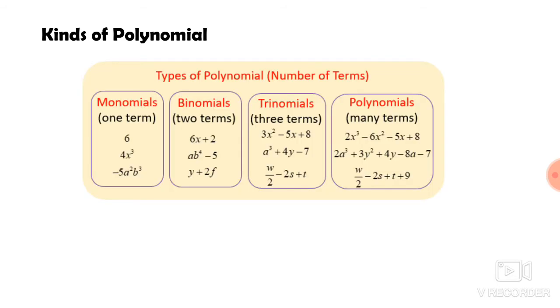Next we have kinds of polynomials. Types of polynomials according to the number of terms. If we have just one single term, the polynomial will be called a monomial. If we have two terms, 6x and 2, we have two terms here. ab^4 minus 5, we have two terms here. If we have two terms, it will be called a binomial. Same if we have three terms, it will be called a trinomial. And if we have more than three terms, then it will be called a polynomial.